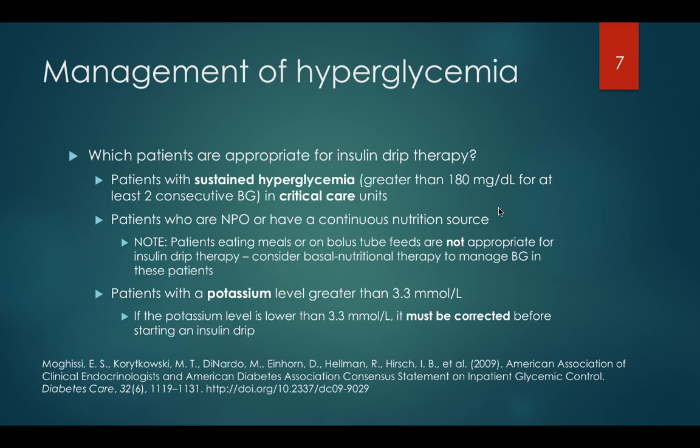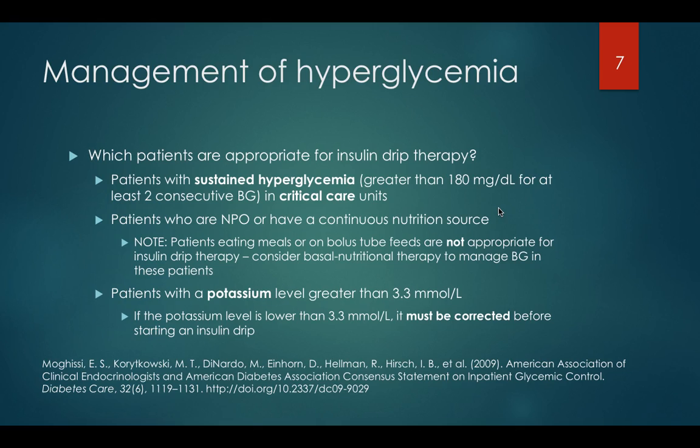Okay, so which patients are appropriate for insulin drip therapy? The recommendation, and this comes from ACE, is that patients with sustained hyperglycemia, which we're going to define as greater than 180 milligrams per deciliter for at least 2 consecutive values in critical care units, may be a good candidate for insulin drip therapy.